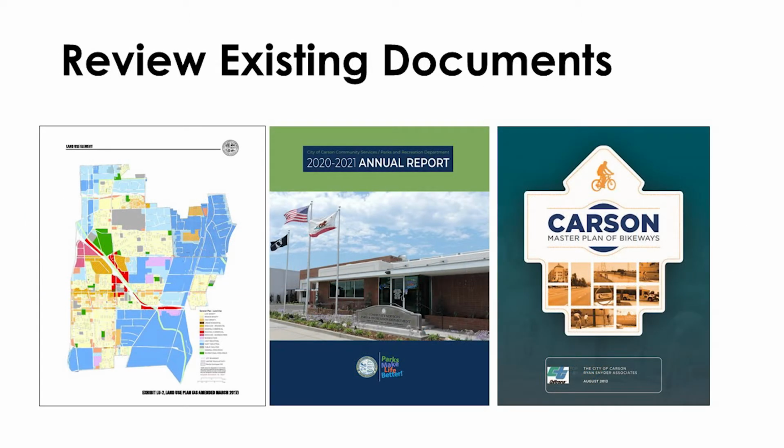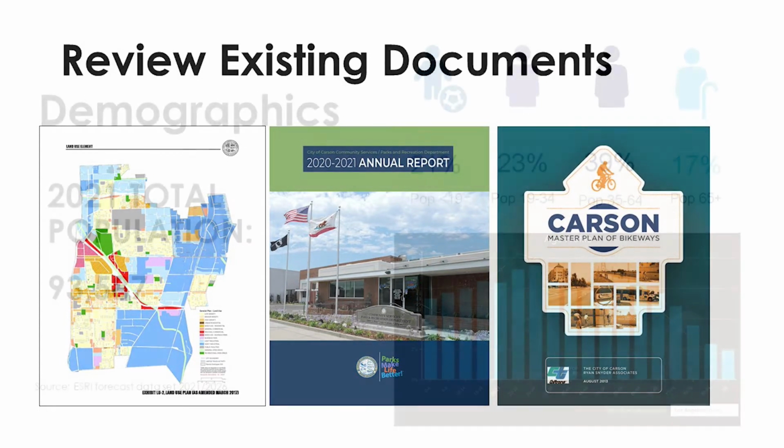Prior to going out to the community, we looked at all of the existing documentation. What is the land use? What is the zoning? Where are parks located? And where is the community located? We looked at any existing information such as the 2020-2021 annual report, as well as the master plan of bikeways within the city of Carson.